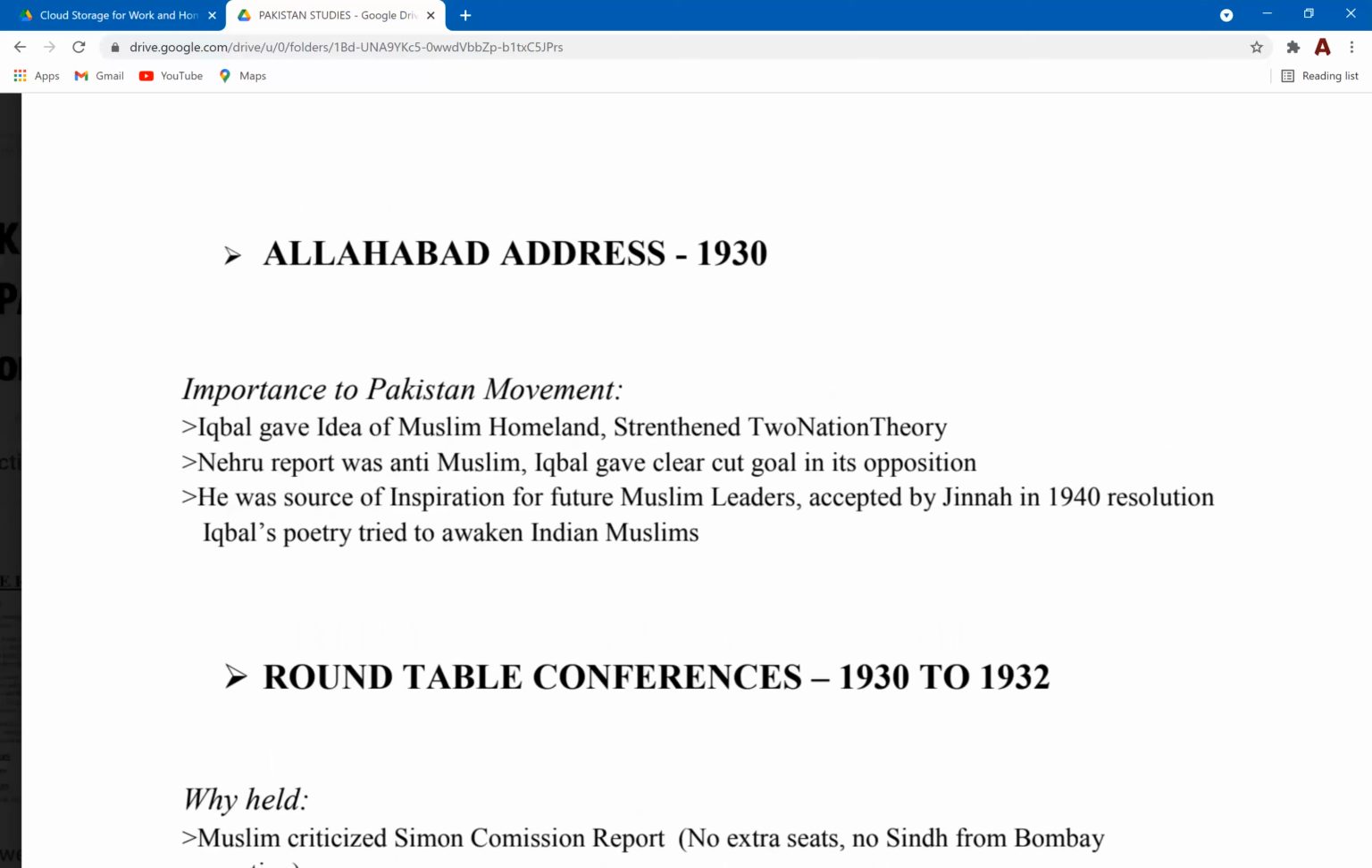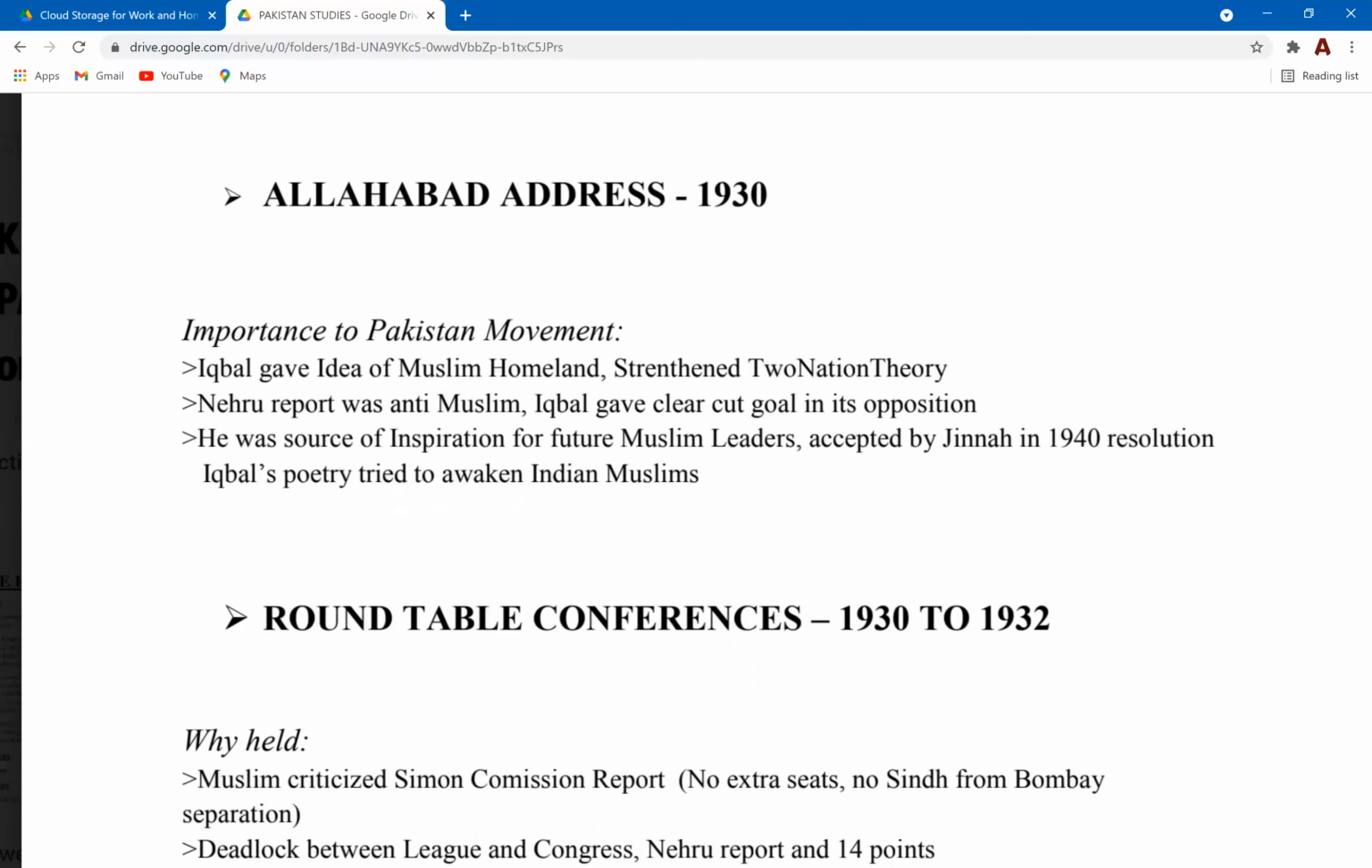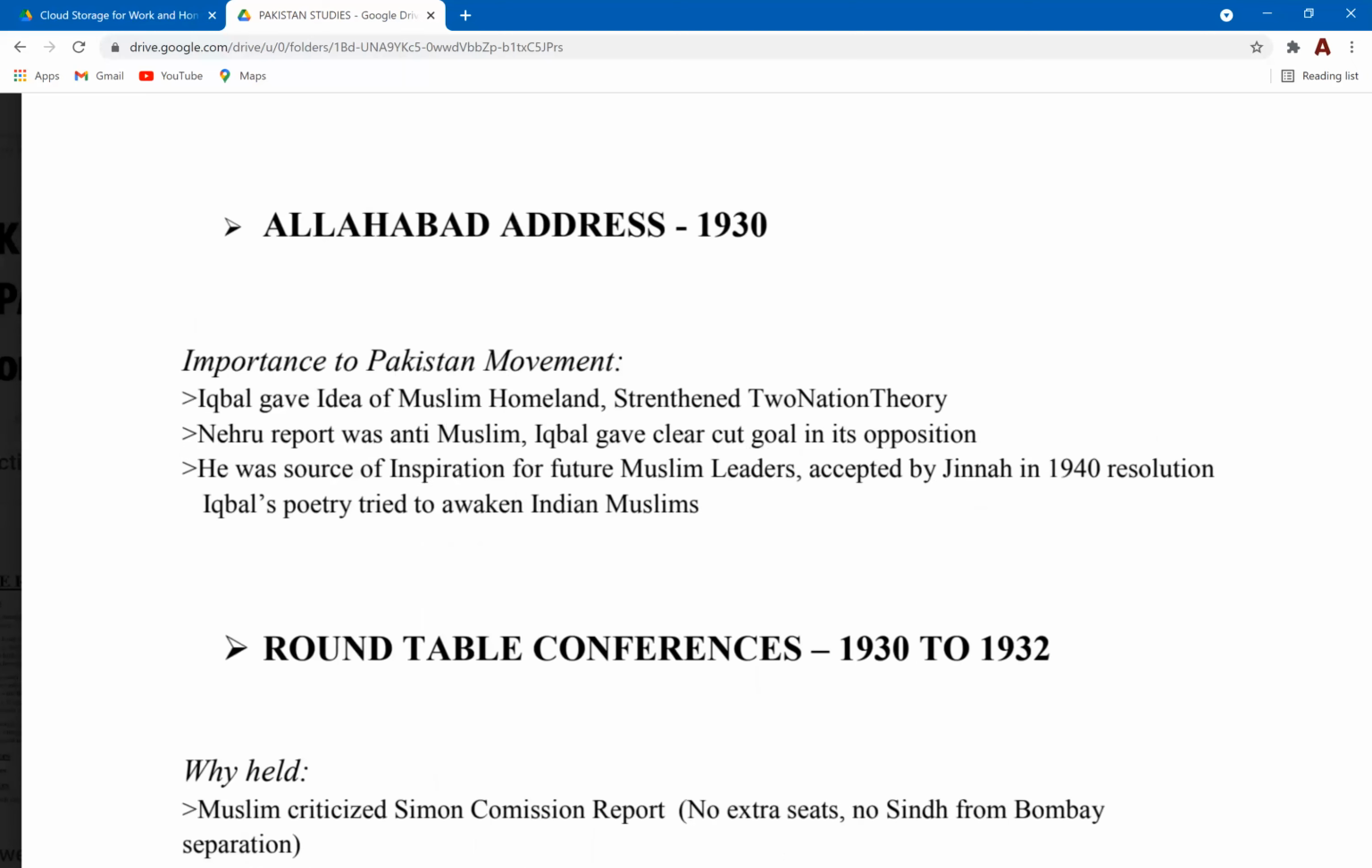The Allahabad Address of 1930. Guys, the Allahabad Address was a public gathering in Allahabad that took place in 1930. Allama Iqbal chaired this conference and presented the idea of a Pakistan movement to the Indians. According to Allama Iqbal, the solution to the problems of the Muslims of the subcontinent was a separate country.